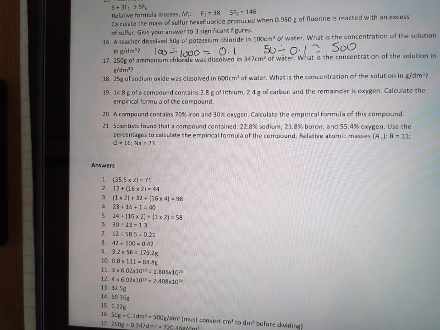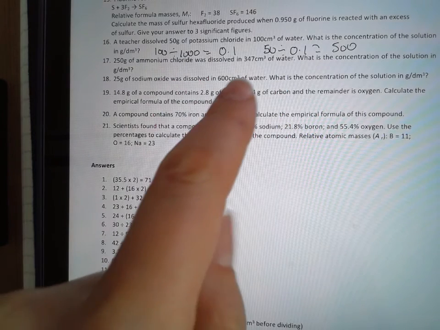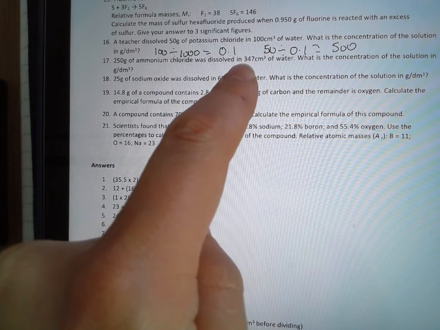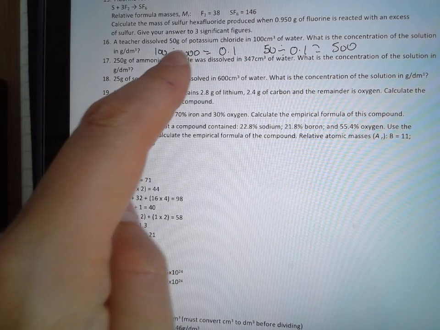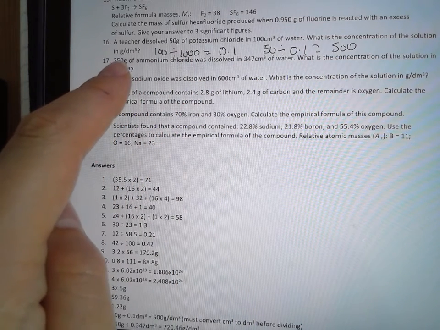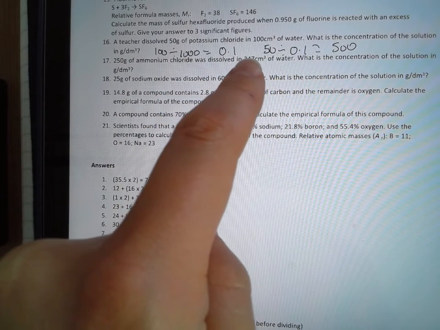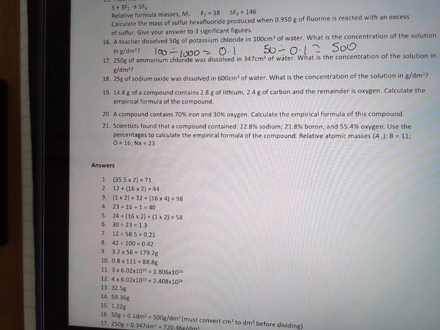Have a go at 17 and 18 for yourself. So you take the number in front of the cm cubed, you divide by 1000, then you take the other number in the question and you divide by your answer. Okay, have a go at 17 and 18, press pause and then press play when you're ready to continue.